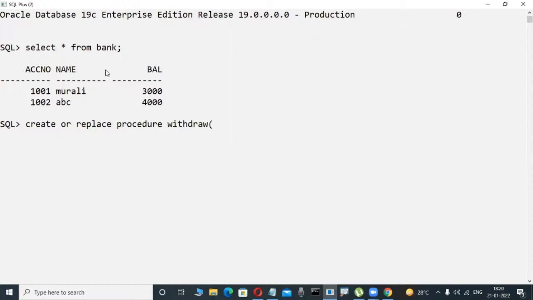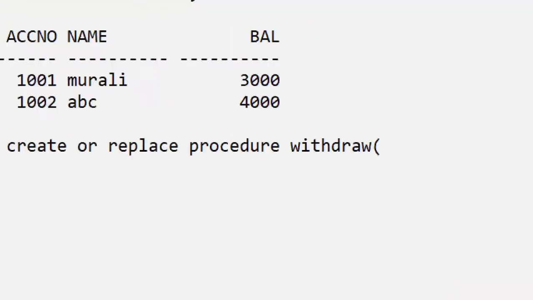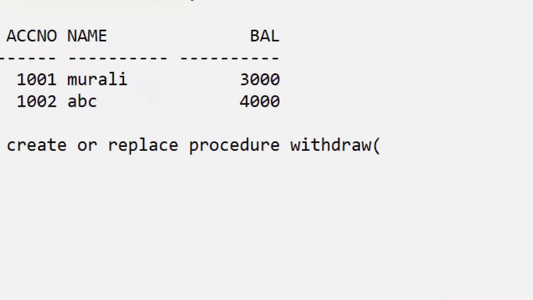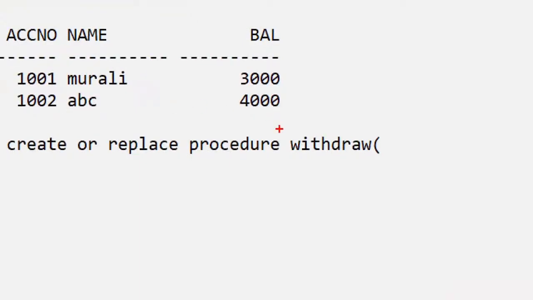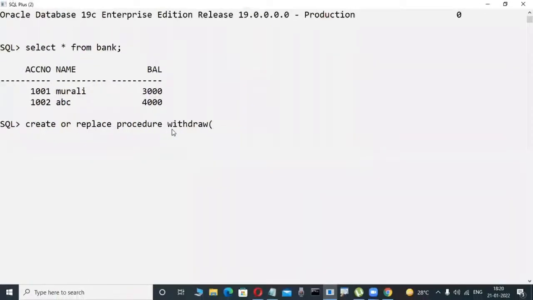Slowly observe here. This is a table. In my project, I try to implement one small scenario only: withdraw. Actually, in real time, big packages contain withdraw, deposit, all the things. But for now, I'm giving just a small task in a procedure. Now here, create or replace procedure withdraw. Suppose here I'm passing an account number. Okay, fine.